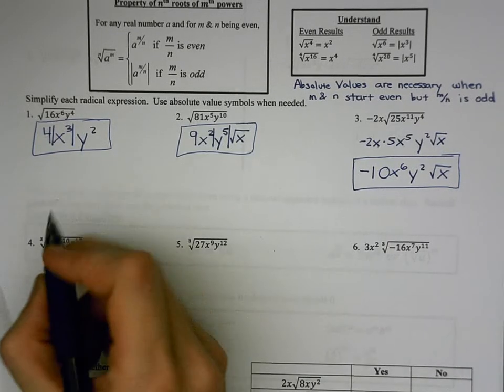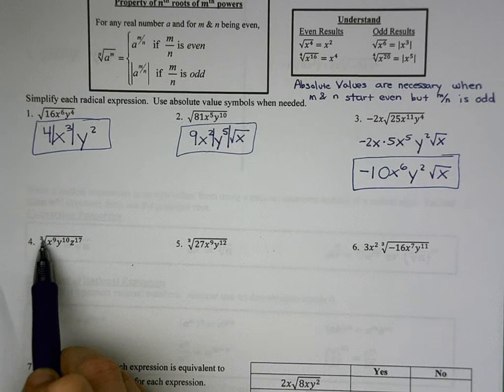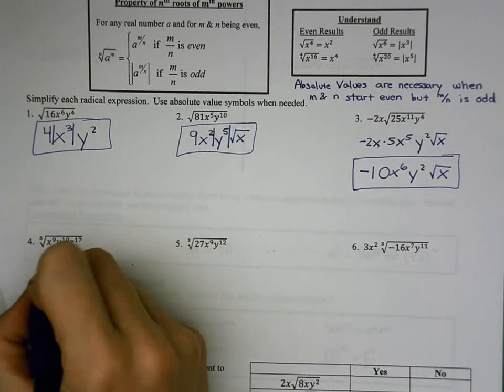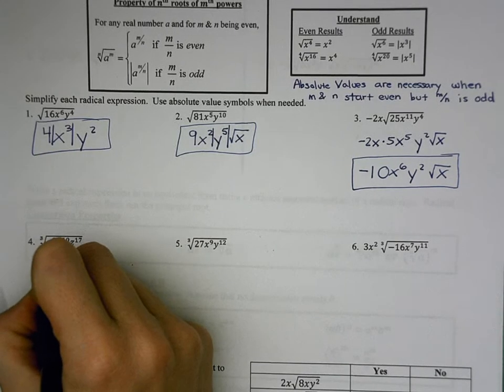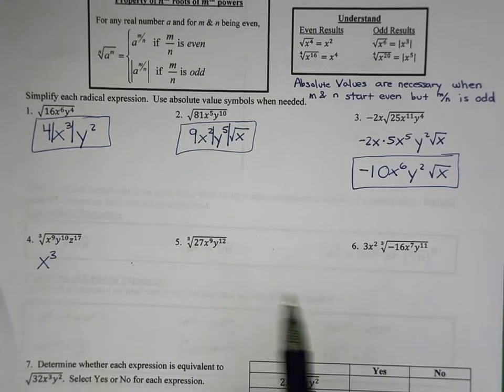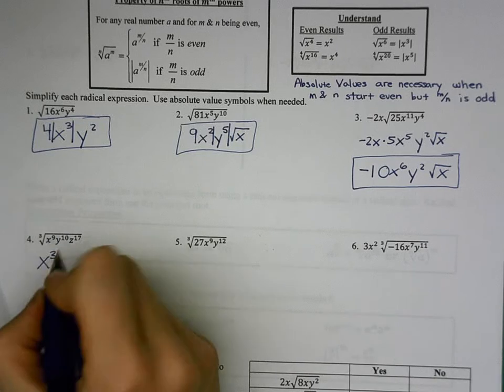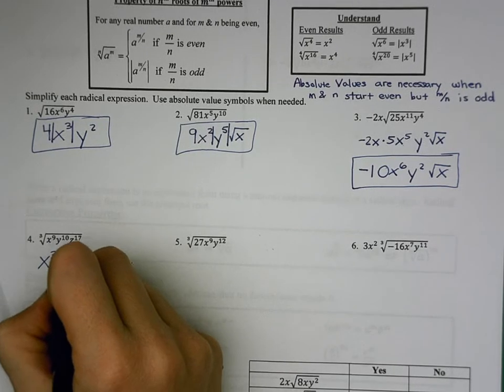So we are simplifying x to the 9, so 9 divided by 3 would be 3, so this would be x cubed, or I should say 3 goes into 9 3 times. 3 goes into 10 3 times with 1 left over.